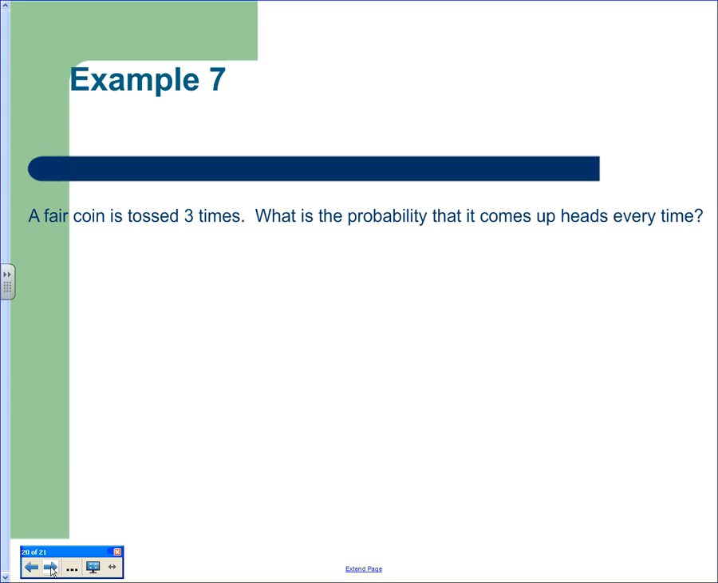Alright, so a fair coin is tossed 3 times. What's the probability that it comes up heads every time? How'd you do that? Okay.